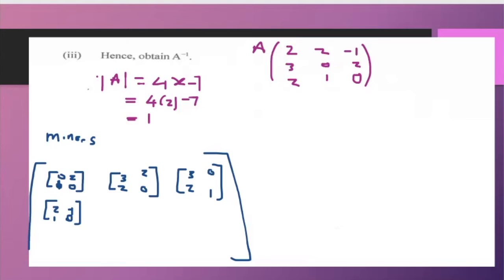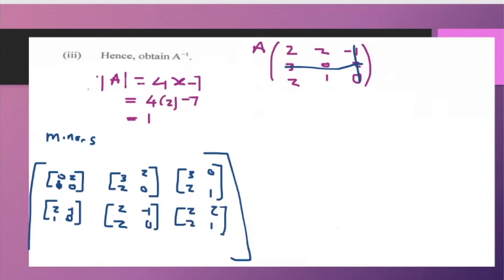Still removing the second row, but now the second column. So I'll have 2, minus 1, 2, 0. Next, I will remove still the second row, but now the last column. So you remove the second row and the last column to get 2, 2, 2, 1.